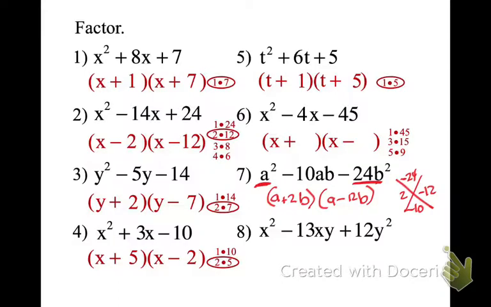Okay, try the next one on your own. How about negative 12 and negative 1? So this is going to be square root of x squared is x times x. The square root of y squared is y times y. We're going to get a negative 1y, or just negative y, and negative 12. I don't usually write the negative 1, so that when you multiply it back, you should get number 8.